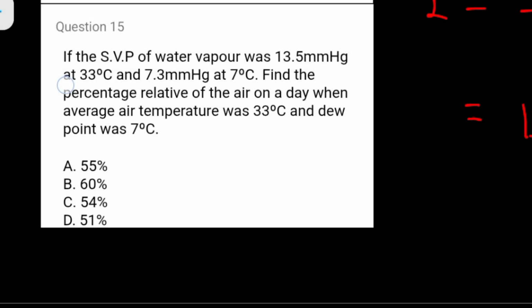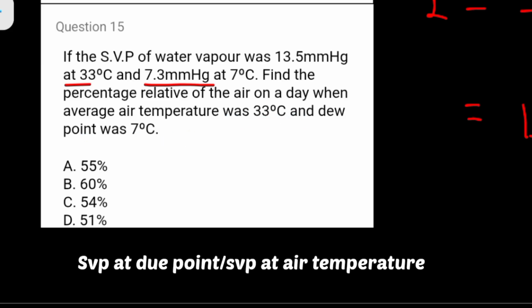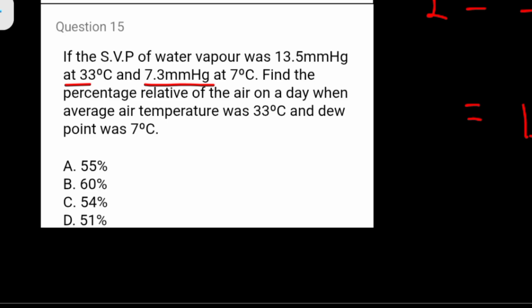The next one: if the SVP of water vapor was 13.5 mm at 33 degrees C and 7.3 mm at 7 degrees C, you have to find the percentage relative humidity of the air on a day when the average air temperature was 33 and dew point was 7 degrees C. So use this formula to find the relative humidity, which is the SVP, saturated vapor pressure, at dew point, divided by the SVP of the air temperature. Now at dew point, you can see it there, they give us 7.3.